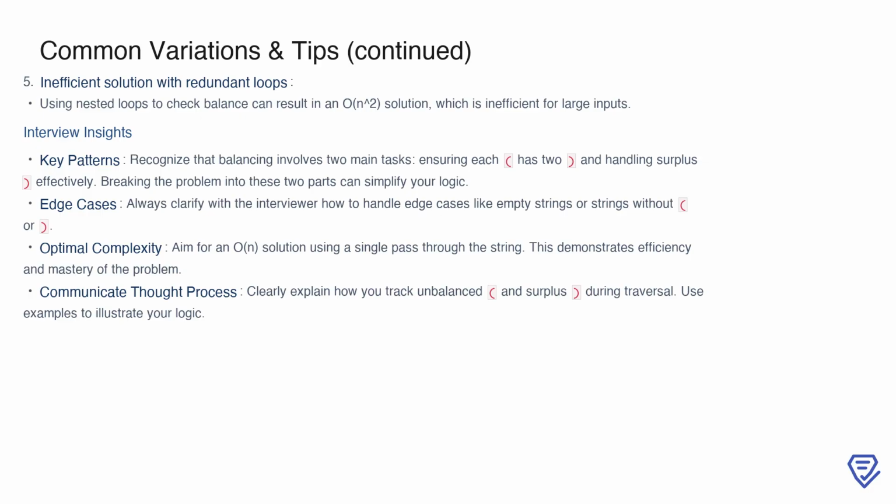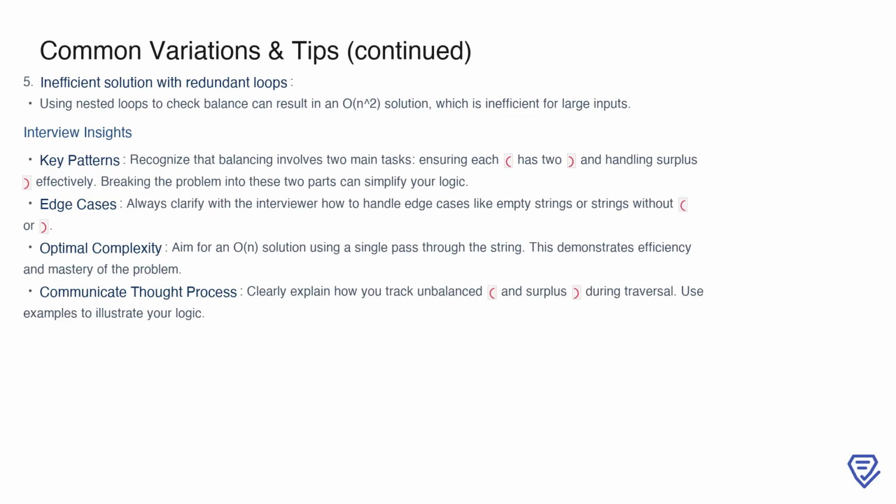Start by recognizing that balancing parentheses involves 2 main tasks: ensuring every opening parenthesis has 2 closing parentheses and managing any surplus closing parentheses. Breaking the problem into these parts can make it much more approachable. For edge cases, it's always a good idea during an interview to clarify how these should be handled, such as empty strings or strings containing only closing parentheses.